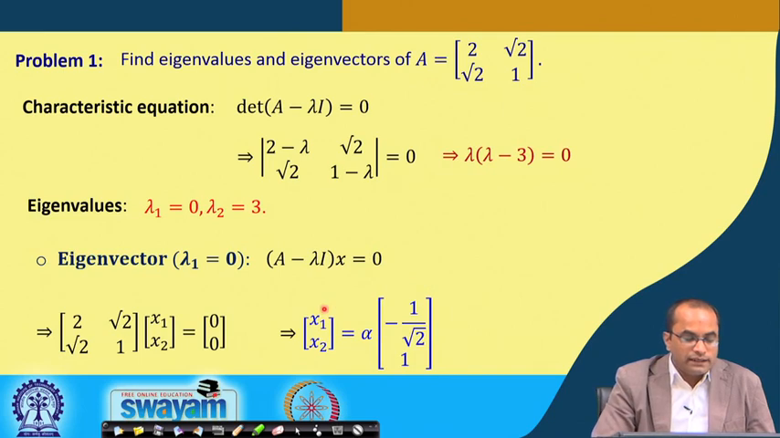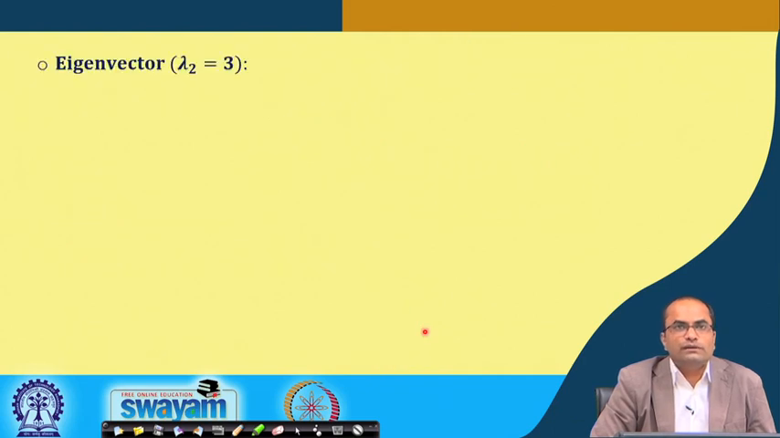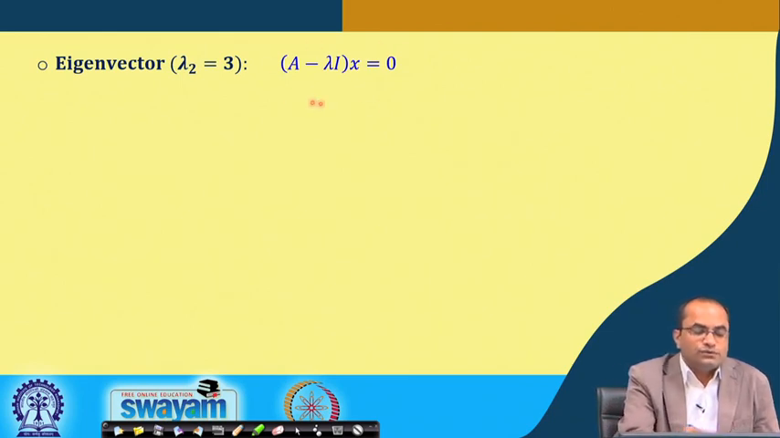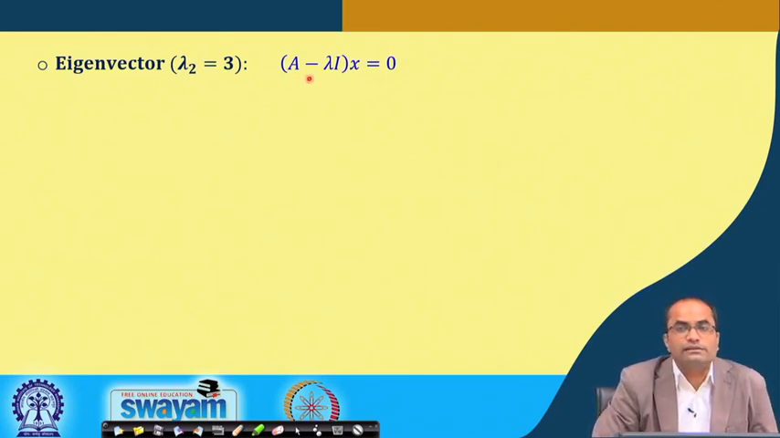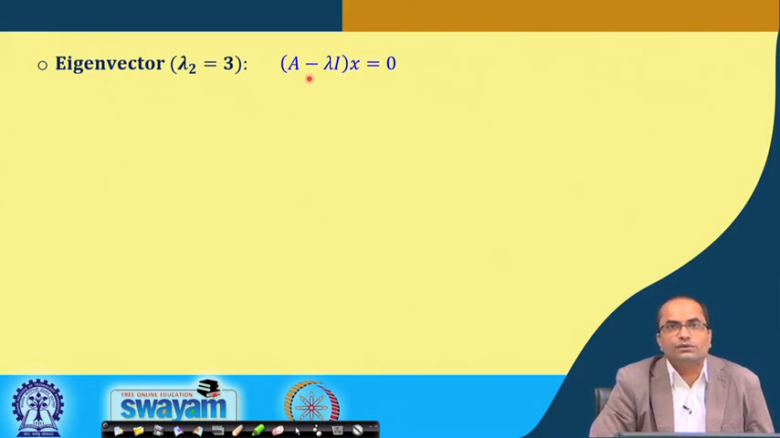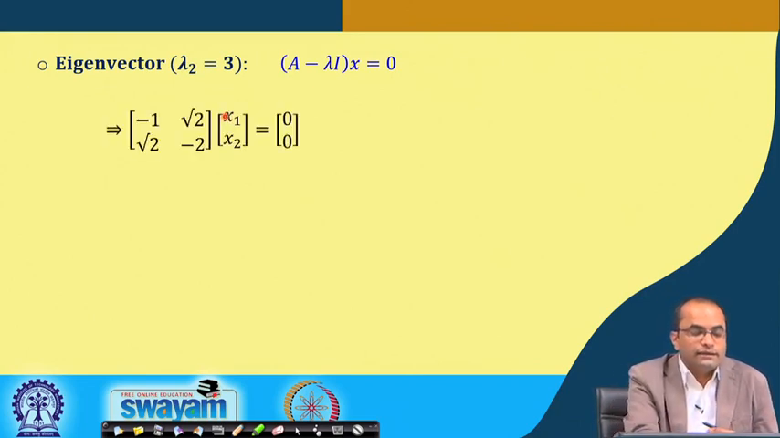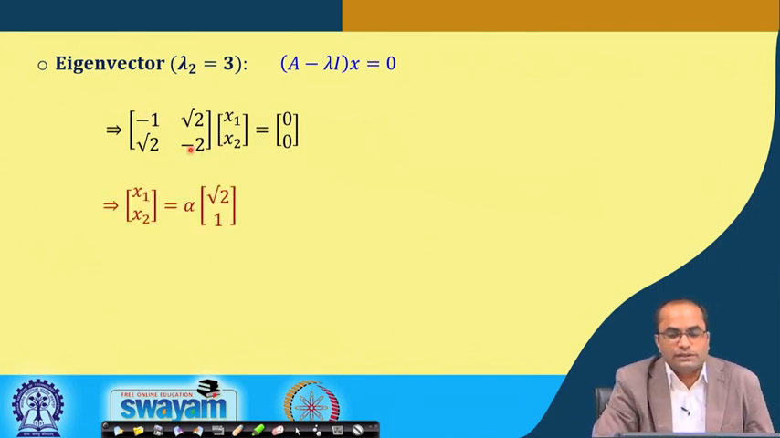So, here the one characteristic vector or the eigenvector we got corresponding to lambda 1 equal to 0. Similarly, we can also look for the eigenvector corresponding to lambda 2 equal to 3. So, again we have to solve the system of equations A minus lambda I x is equal to 0 this time, and then again this lambda will be subtracted from this matrix A.